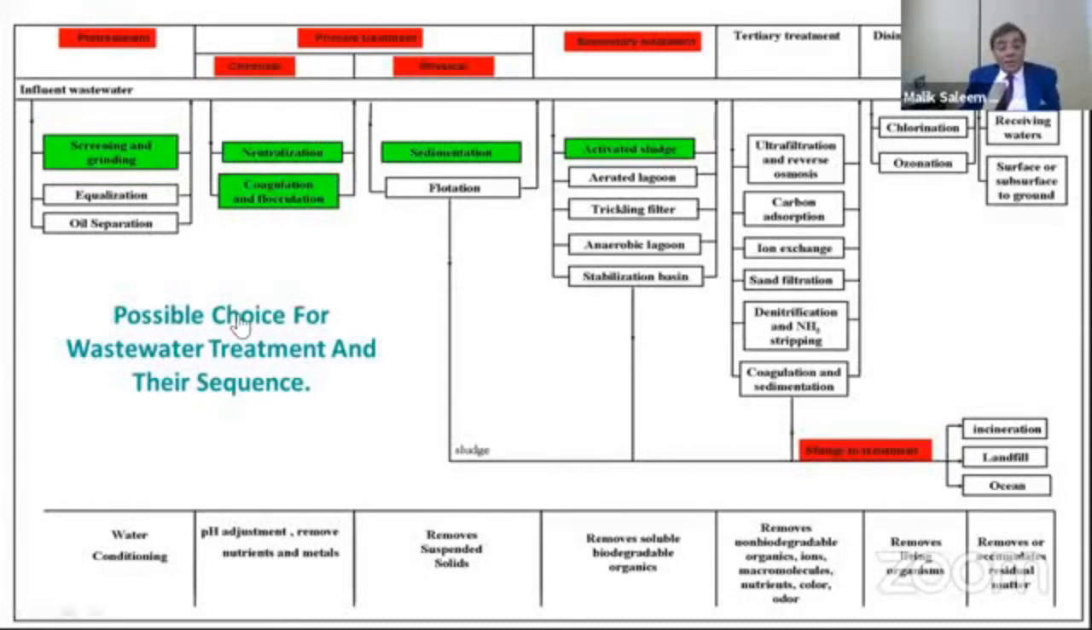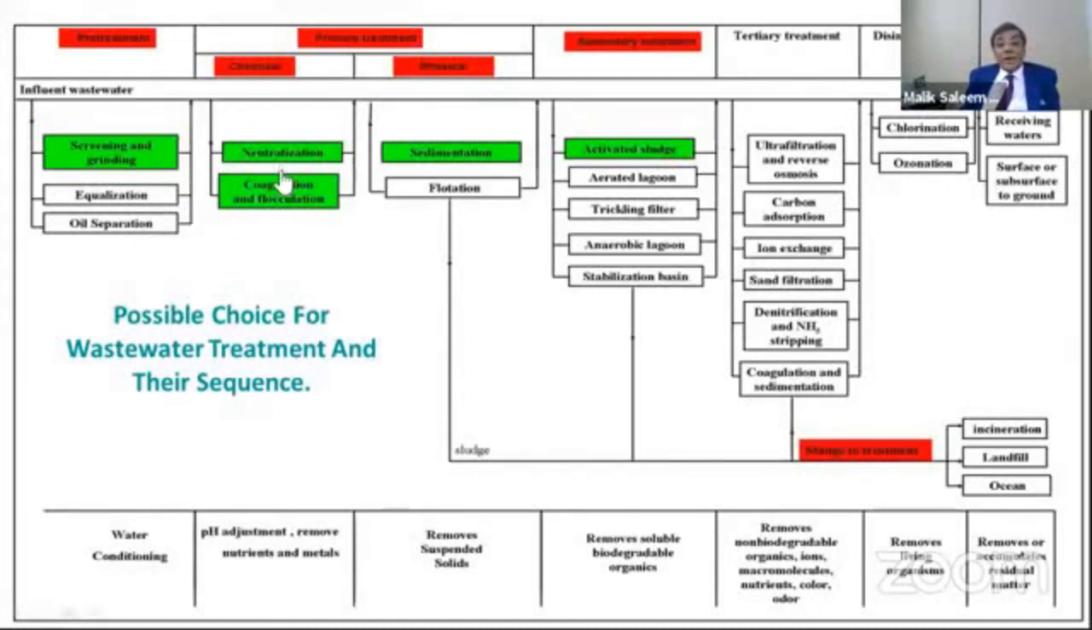And there are good labs, other labs as well, PCSIR as well. We have our national lab, and there are a few more private labs as well. You will see the influent water, then we will have a screening, equalization, and if oil is coming, then we need to install the oil water separator.